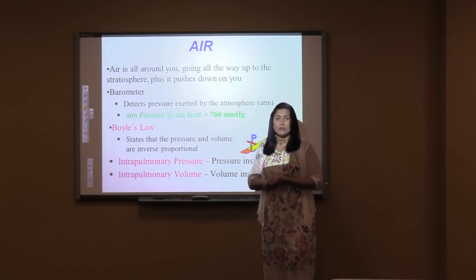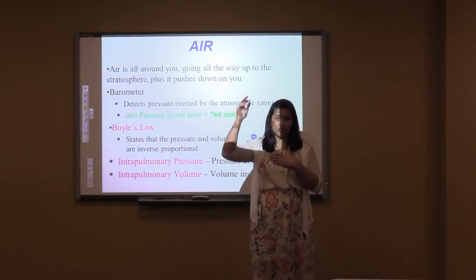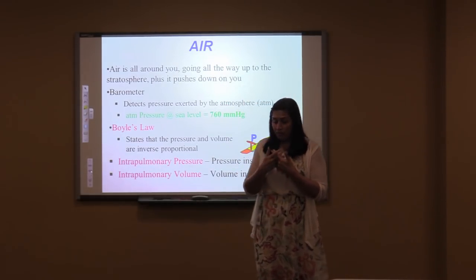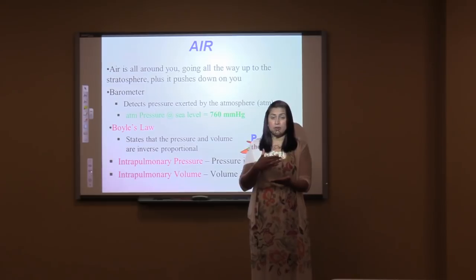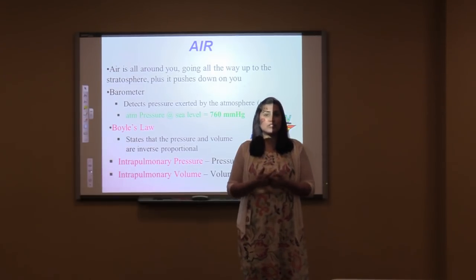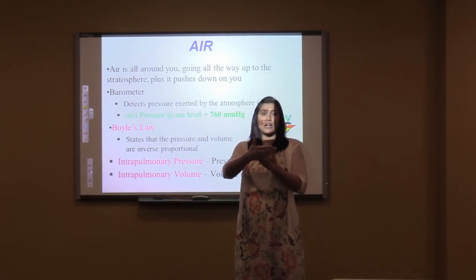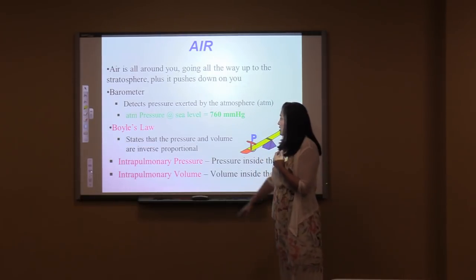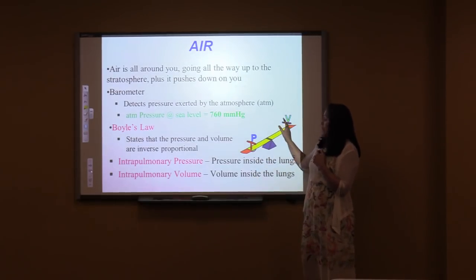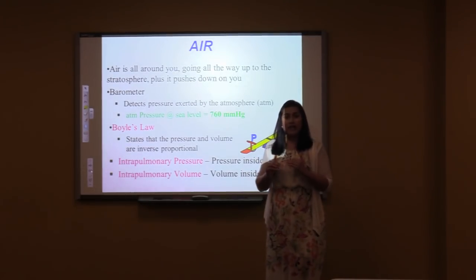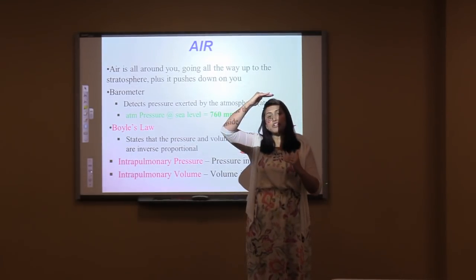Okay. Let's quickly touch base on the air. Air is all around us, and it actually goes all the way up to the stratosphere. Now, a barometer is a technique to check how much pressure air exerts on us. At sea level, the atmospheric pressure is 760 millimeters of mercury, meaning that's how much pressure air is pushing on us at sea level. Boyle's law states that pressure and volume are inversely proportional. As you increase the pressure, the volume decreases, or as you increase the volume, the pressure decreases.